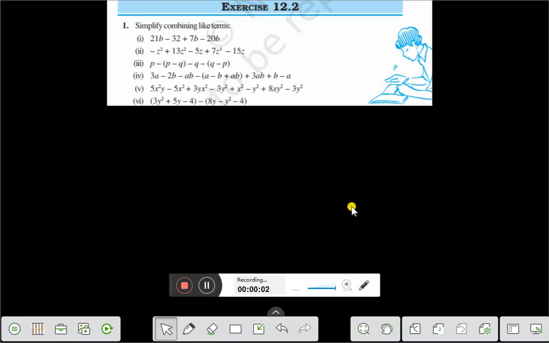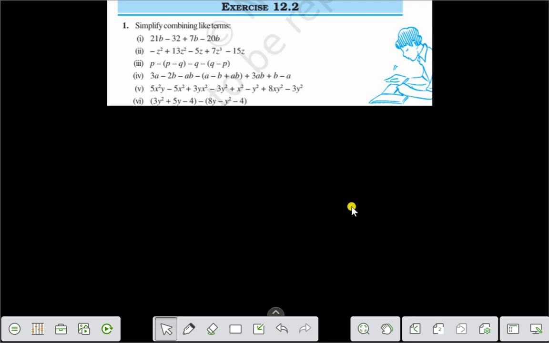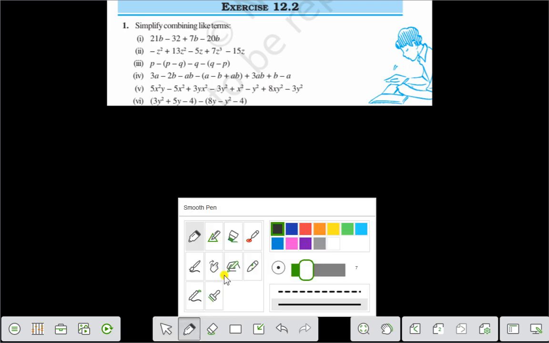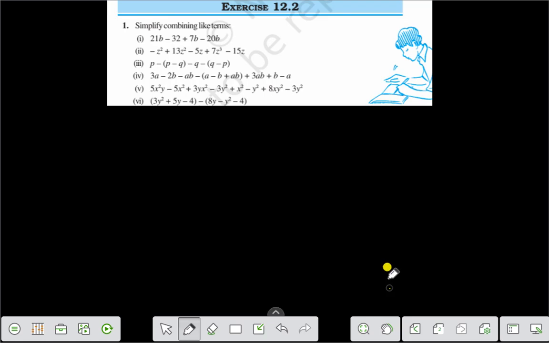Hello everyone. Today I shall discuss exercise 12.2 question number 1. Simplify combining like terms. Here you see the term is simplify combining like terms. Now question number 1.